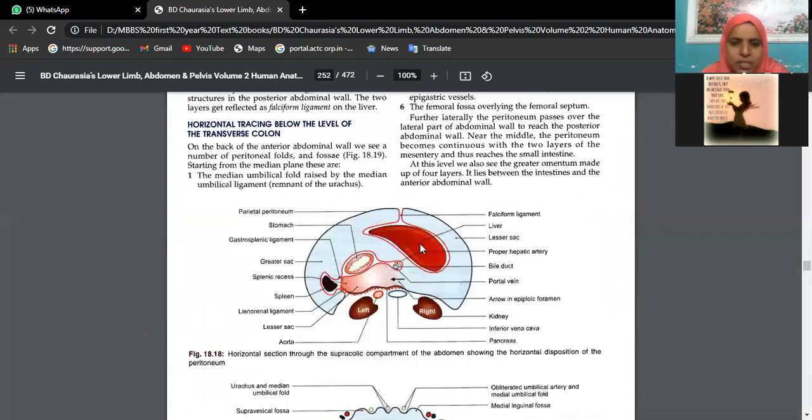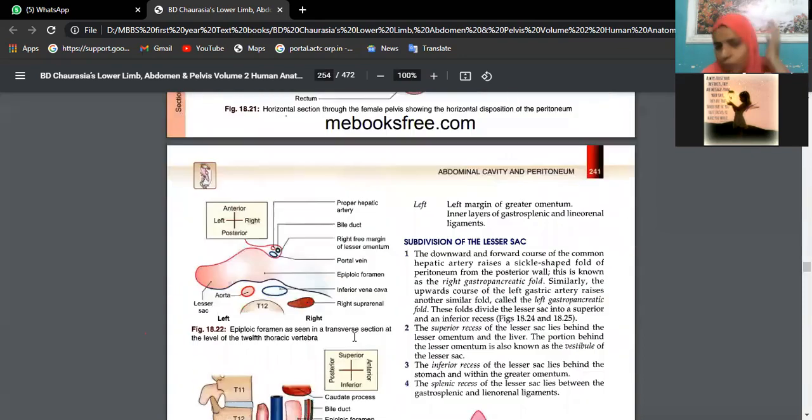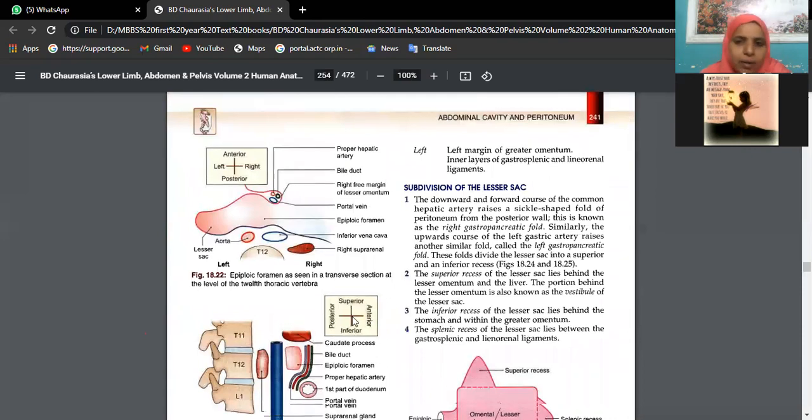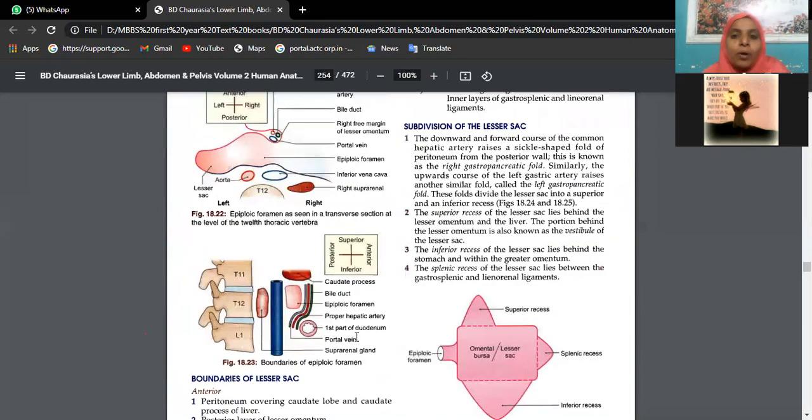Now, if you take a section at the level of the liver, in front will be the greater sac, and whatever we see behind will be the lesser sac. This area in front is the greater sac and the area behind is the lesser sac. Once you understand this, then you will understand the subdivisions of the lesser sac. You need to understand the peritoneum thoroughly, then only you will be able to talk about this better.